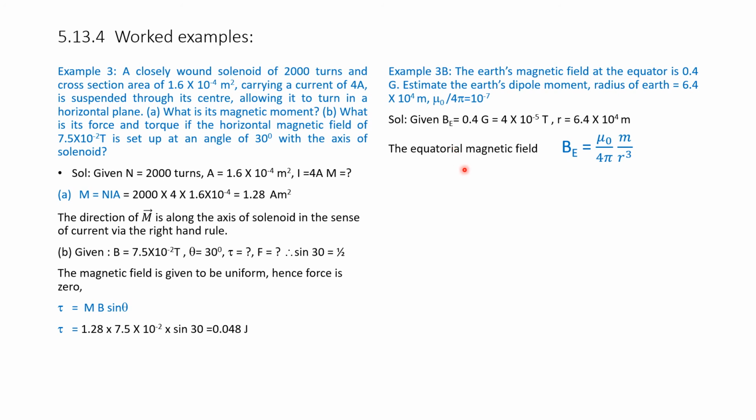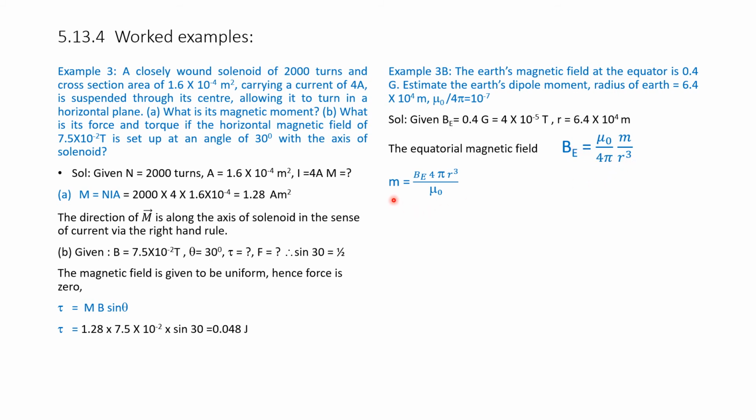The equatorial magnetic field B_E is given by B_E = (μ0 / 4π) × m / r³. This is the formula. Please remember this formula for solving this problem. Therefore, from this equation, we will bring m to one side and all other parameters to the right side.